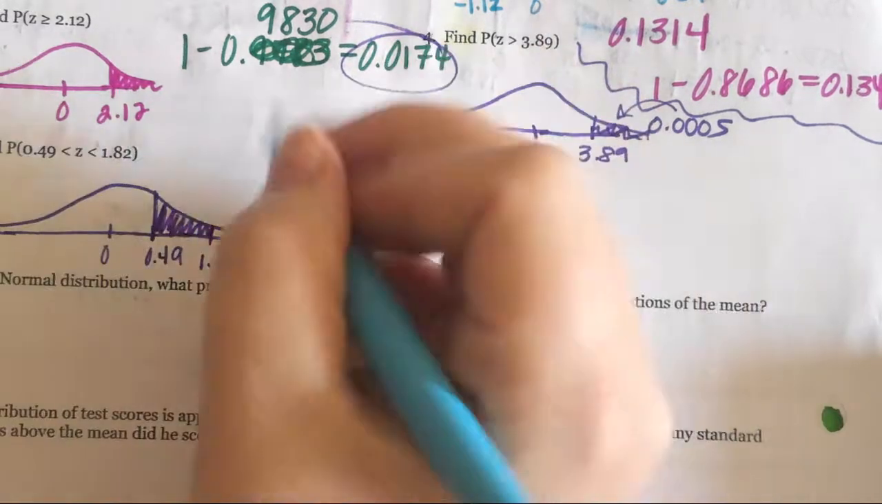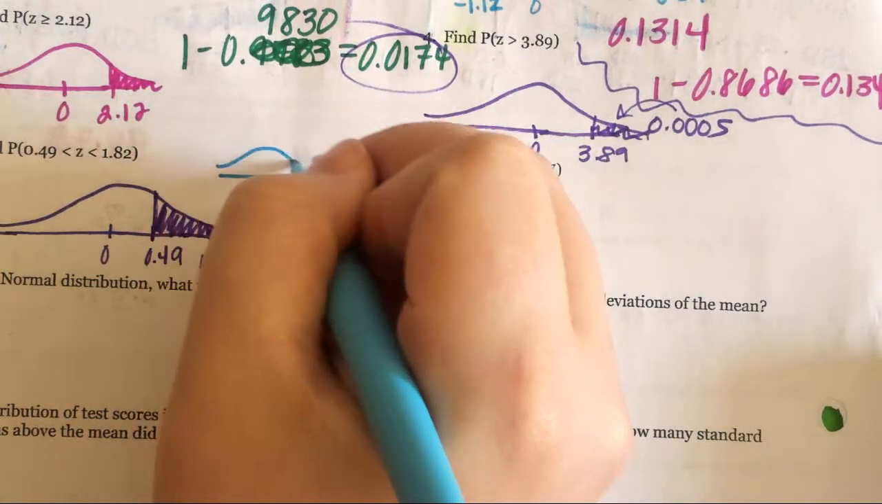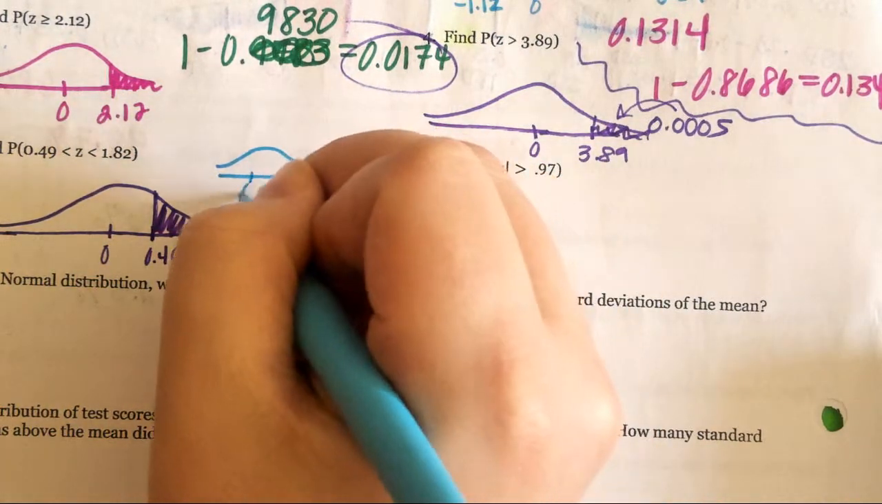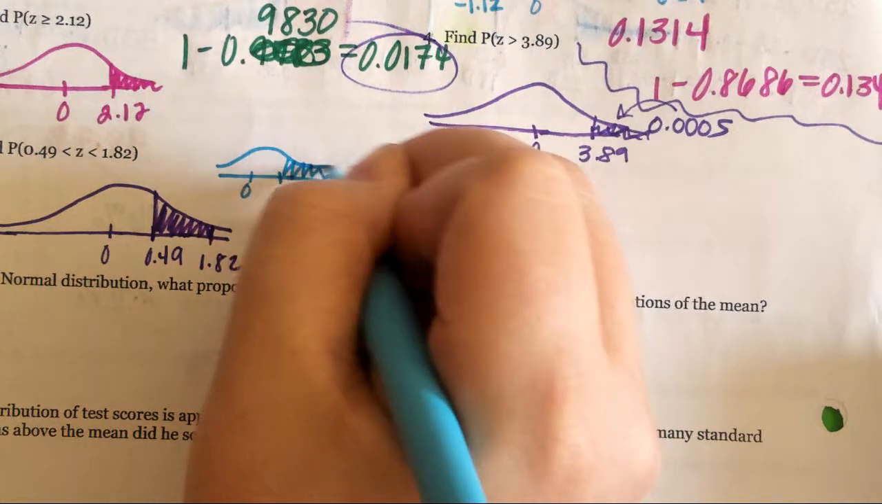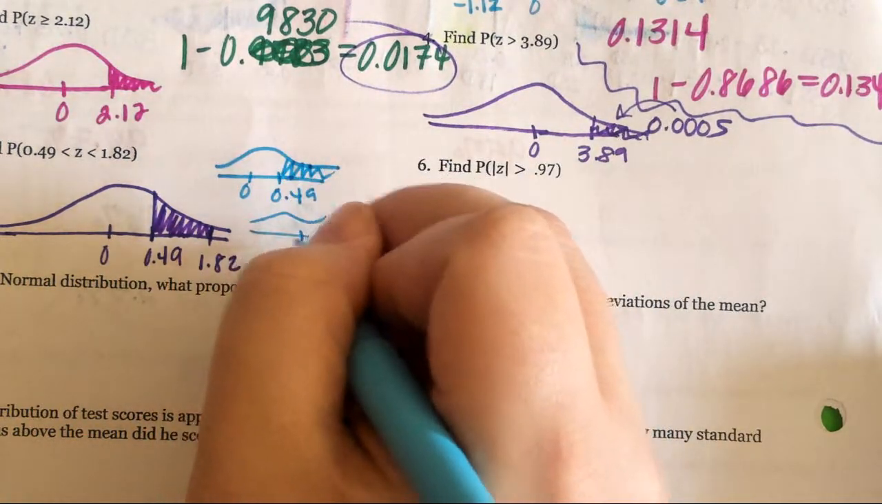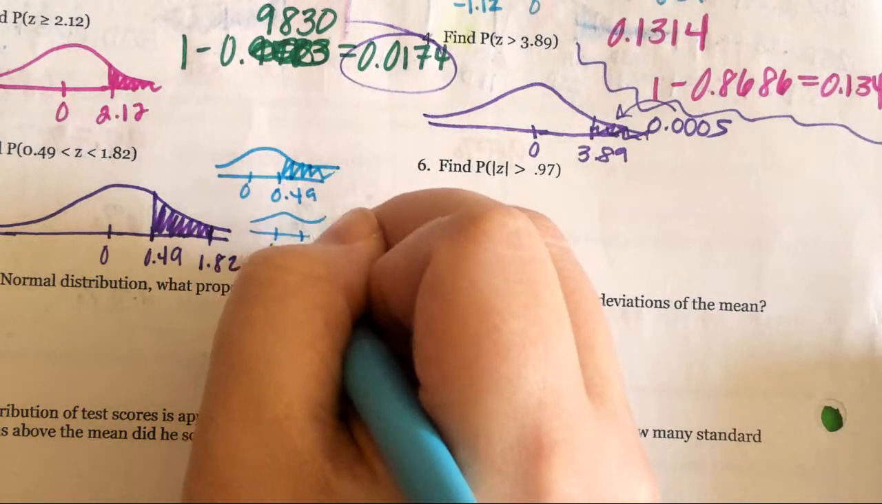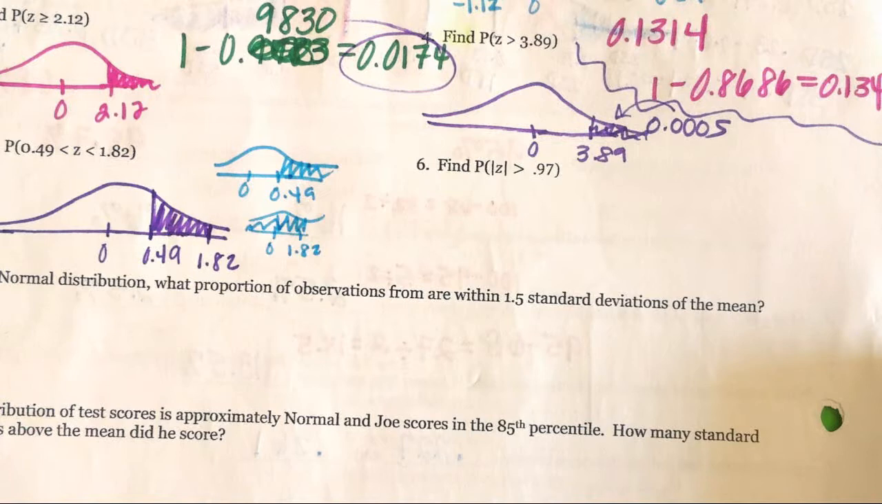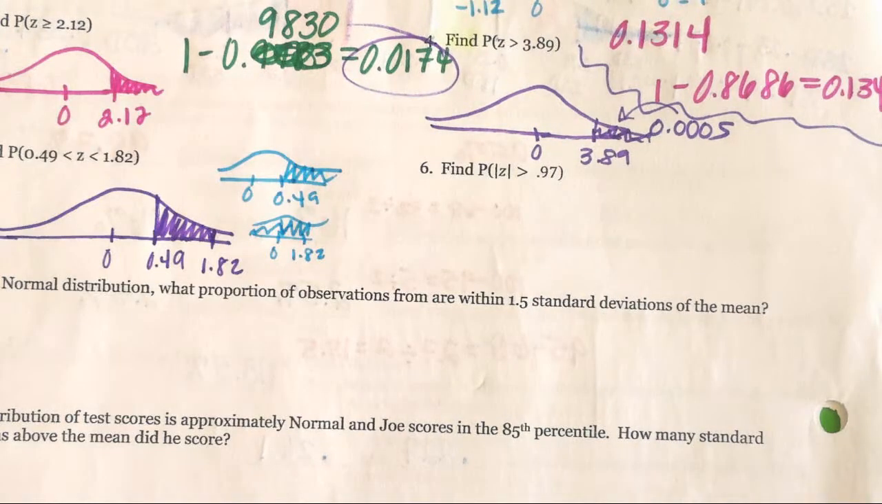So we're going to break it into two parts for those of us who need to see colored pictures. We're going to try to figure out above the 0.49 and then below the 1.82, and then where those regions overlap, that's going to be our answer. So we've got to find the 1.82.